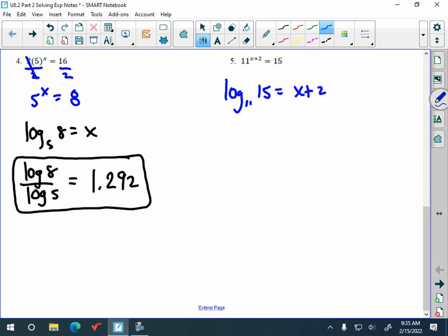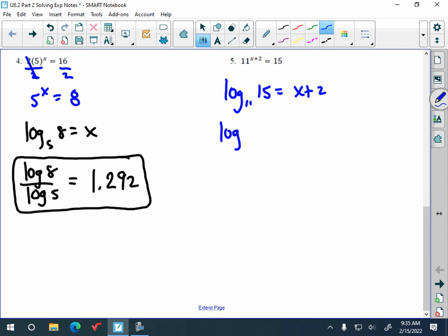All right, now you have to be careful here. When we have to get x by itself, we've got to subtract the 2 over. When you subtract 2 over, you're not subtracting 2 from 15 to make it 13. You're subtracting 2 from the entire log. Remember, this is just some decimal that you're subtracting 2 off of. So what I would do is convert this to the change of base formula first, then subtract that 2 over, so it will keep you from trying to subtract it off of that 15.